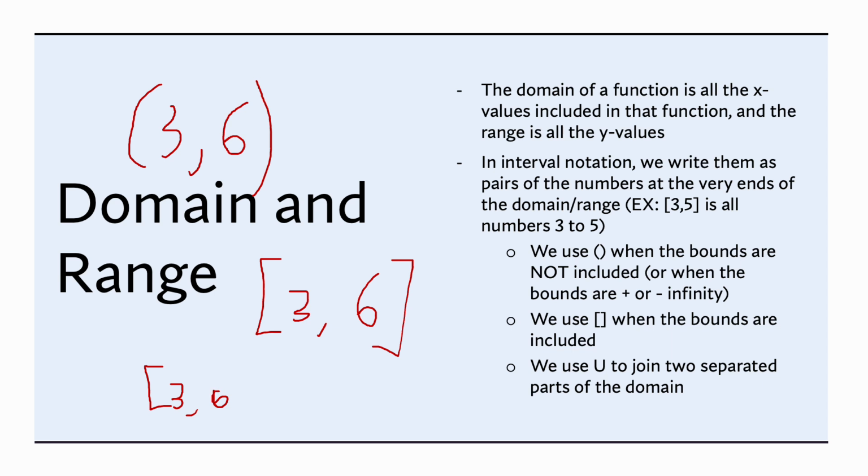We can also use some combination of these types of bounds. So if we have bracket 3, 6 parenthesis, this is every number from 3 to 6, including 3 but not including 6. And finally, we can use U, which means union, to join two separated parts of the interval. So if we join it with, let's say, 7, 8, this is every number from 3 to 6, including 3, not including 6, and also every number from 7 to 8, not including 7 or 8.